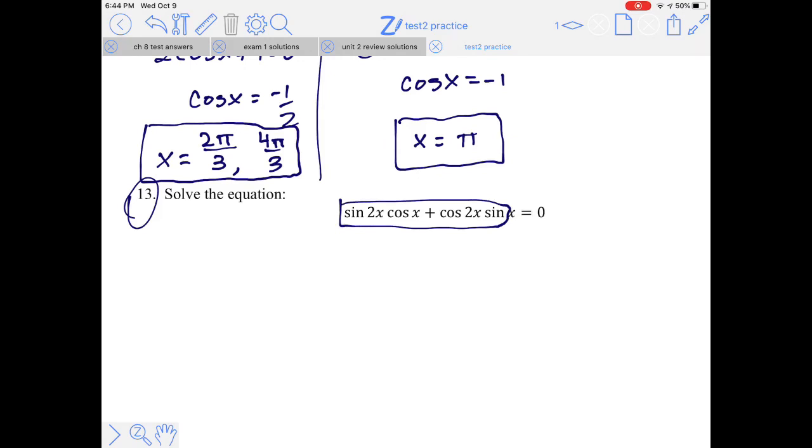This expression, just by looking at it, is pretty gnarly. I wouldn't want to try to solve that. But if you recognize, wait a minute, this kind of looks like one of our identities, maybe. That way would work too. But if you imagine instead of the x's here and two x's, what if they were just alphas and betas? Then don't we have an identity that's sine alpha cosine beta plus cosine alpha sine beta? What's that? It's sine of alpha plus beta. That's the identity.